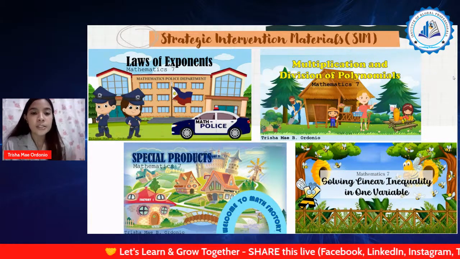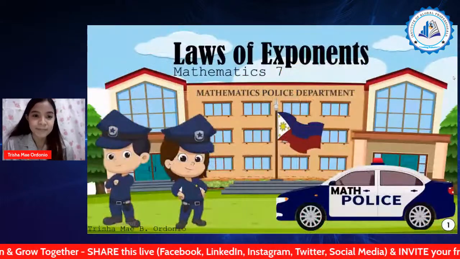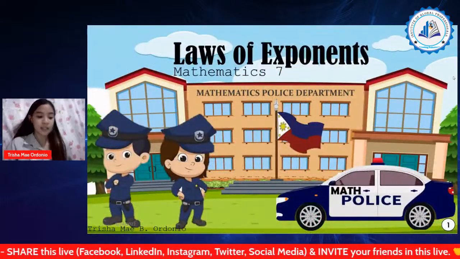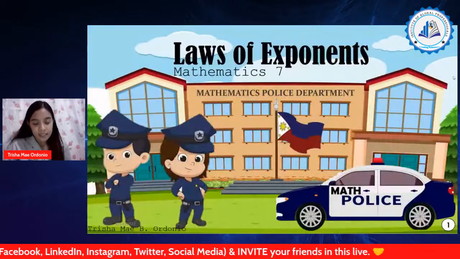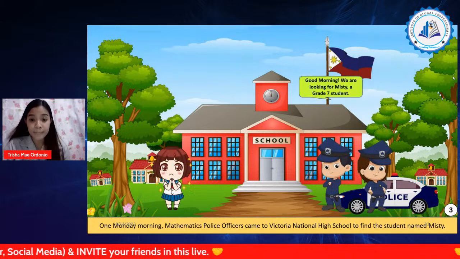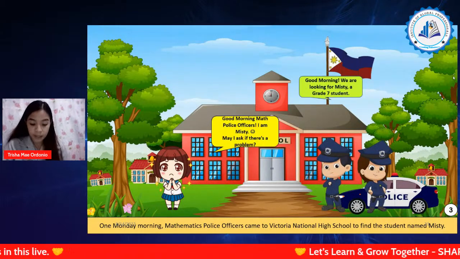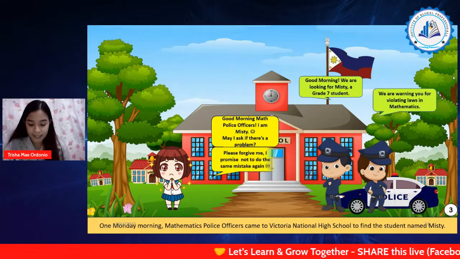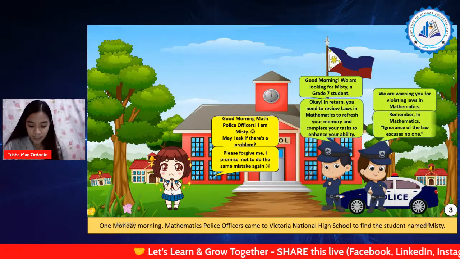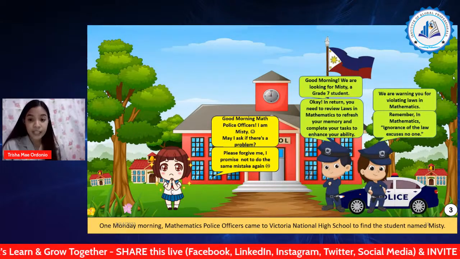These are story and adventure based themes. So first one is the Loss of Exponent. Loss of Exponent is a story of a girl named Miss P, who is always making mistakes by not being familiar with the laws in mathematics. Math police officers gave her a chance to review the laws to prevent her from making another mistake.